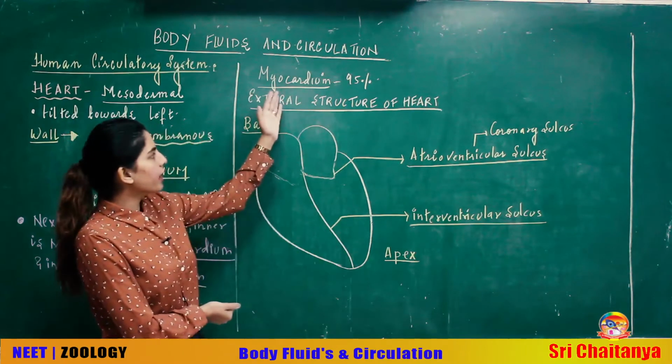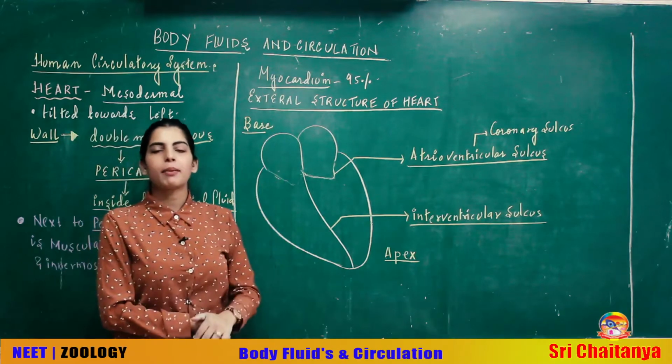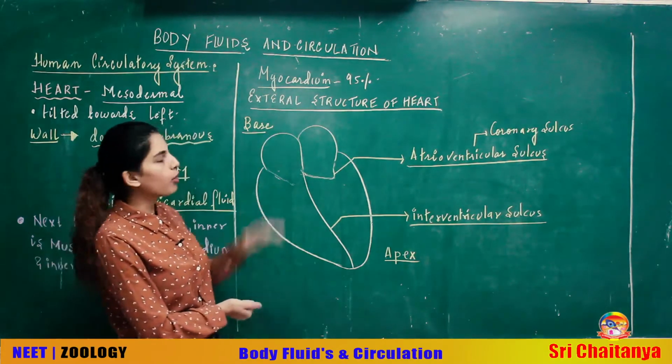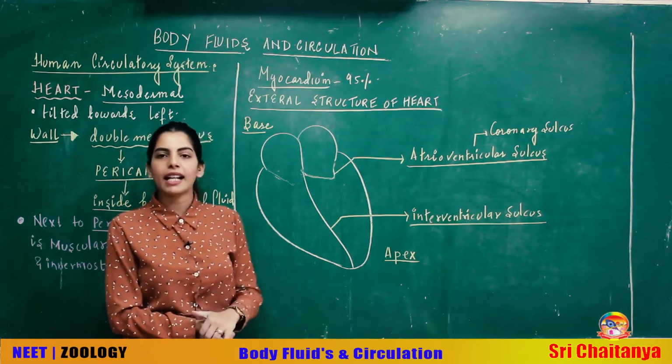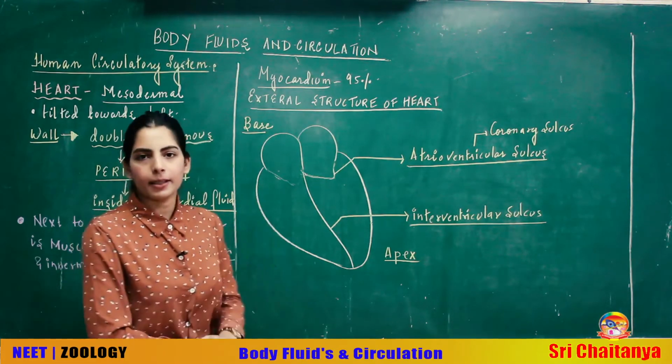So here I have written, yes, definitely 95% is made up of your cardiac muscles, which is myocardium, also having junctions. If you remember, those junctions are called the intercalated disc.